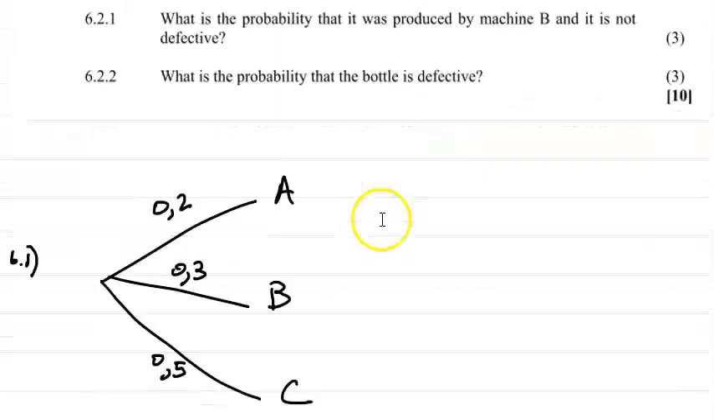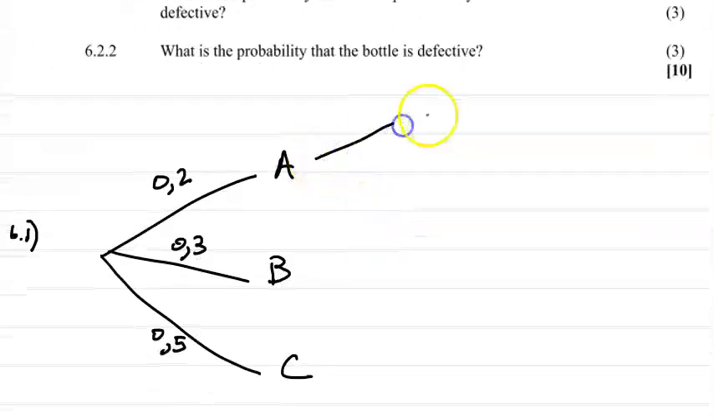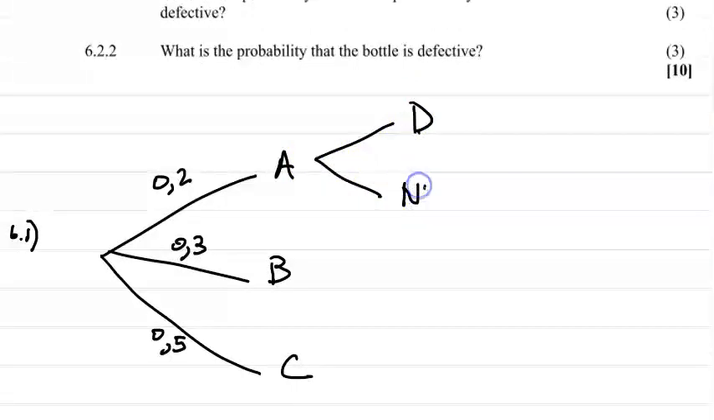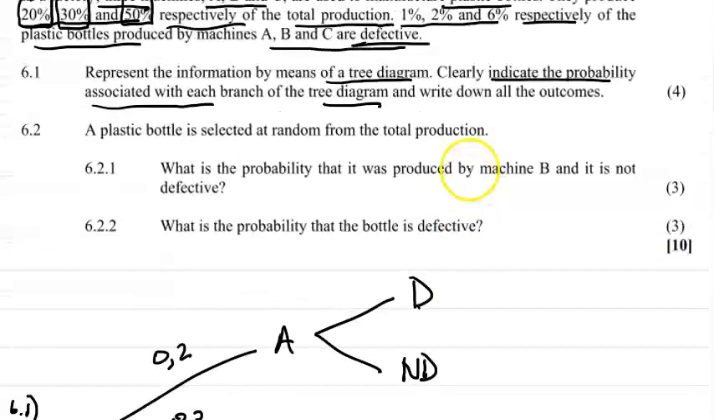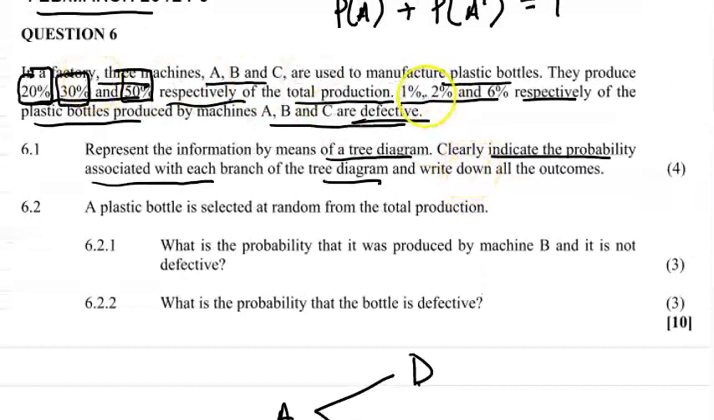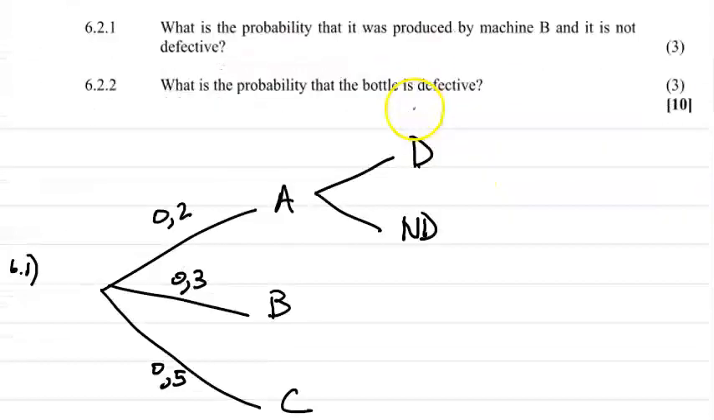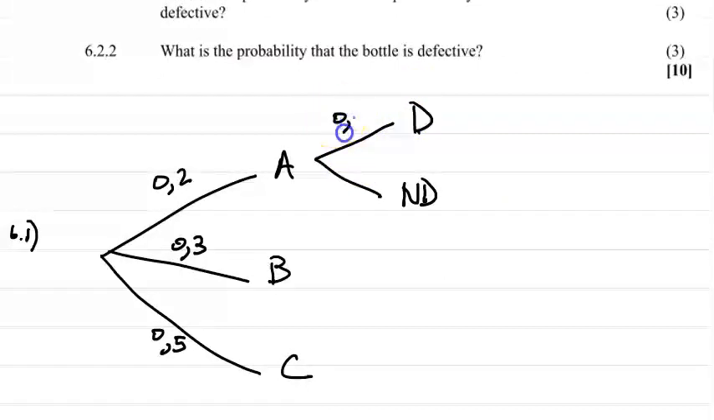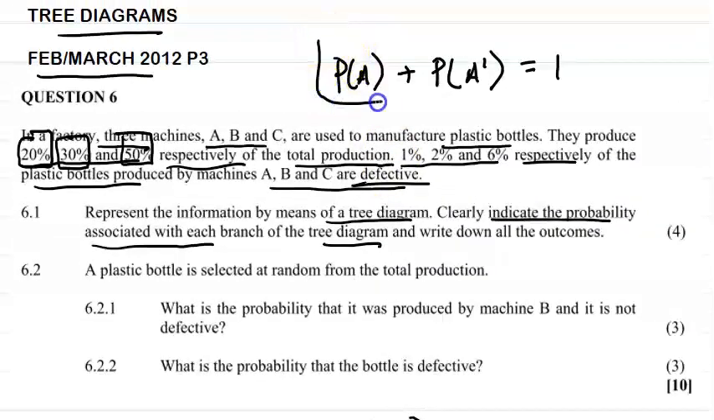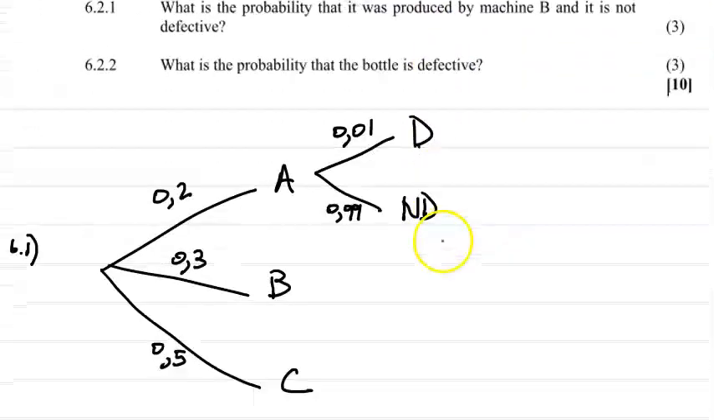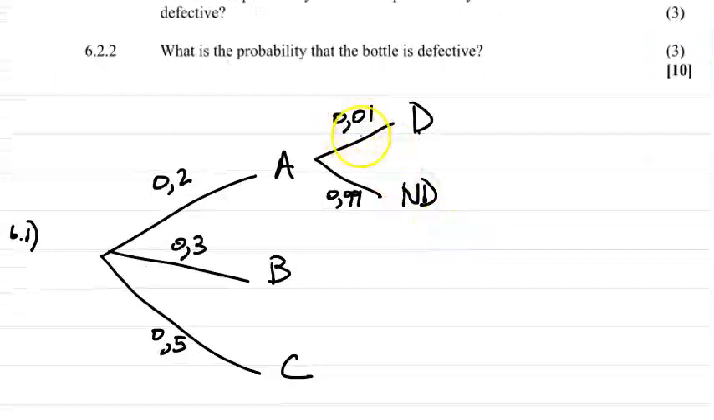So therefore, for machine A, we'll say D for defective, and we'll say ND for not defective. Now they tell us that of machine A, 1% is going to be defective. So 1% represented as a decimal is 0.01. Therefore, not defective will be 0.99. Remember, I spoke to you already about exhaustive events. So if you add up 0.01 and 0.99, it must give you 1.